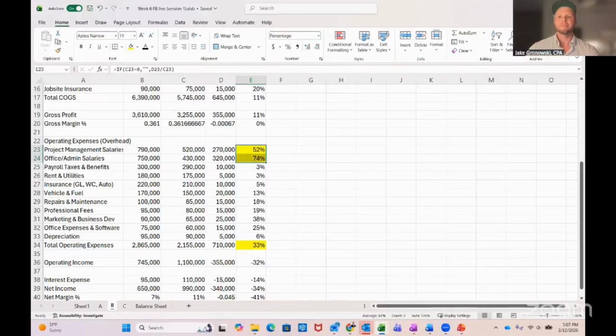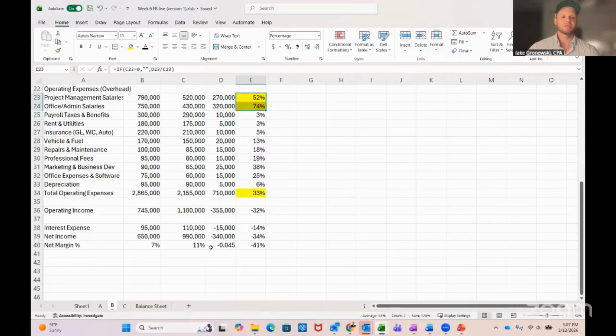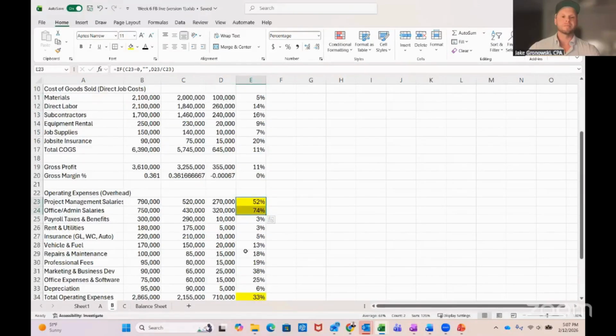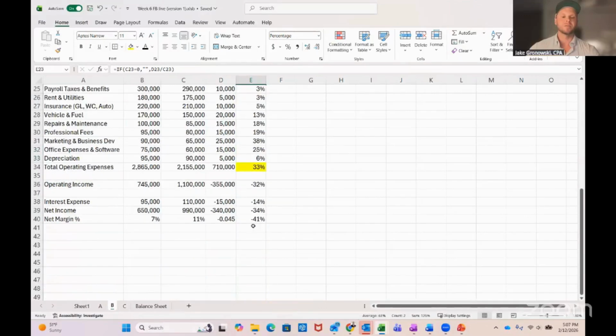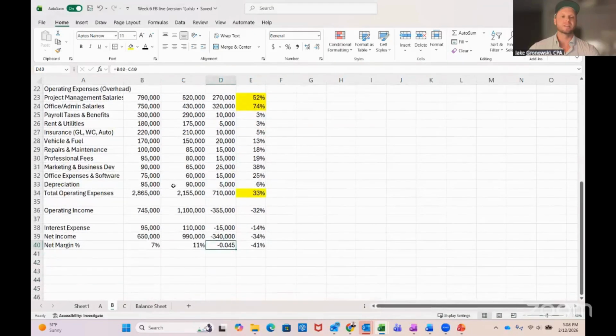Office admin salaries increased as well. So overall, their net margin decreased by 41% year over year. But overall, I'd say overhead expansion might have gone just a little bit too fast. It might be best to scale profit before you scale expenses.